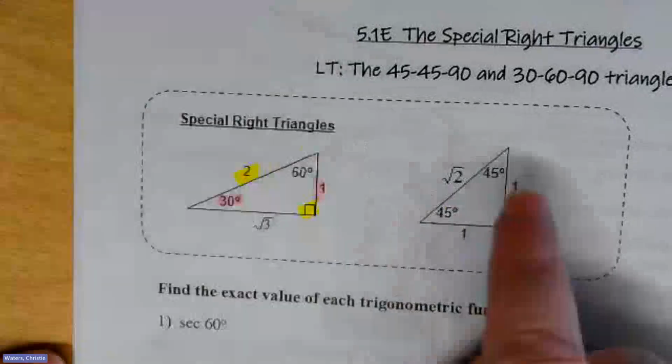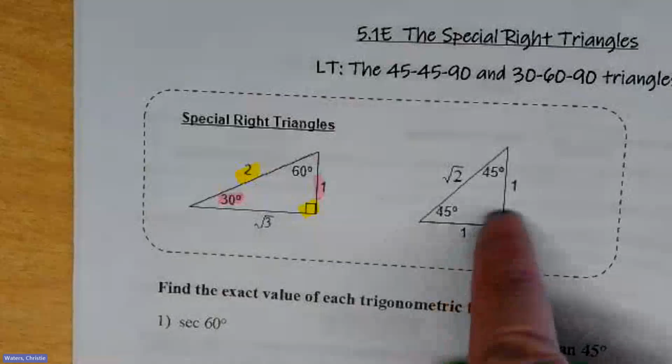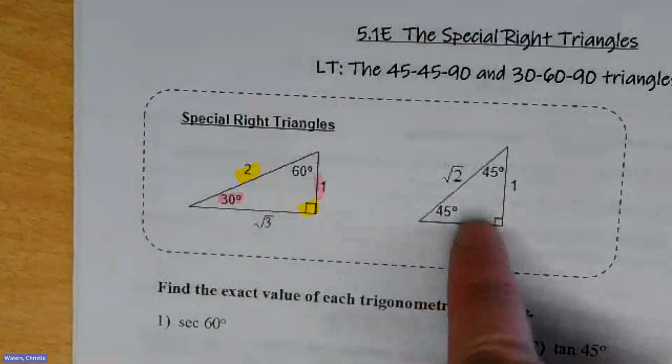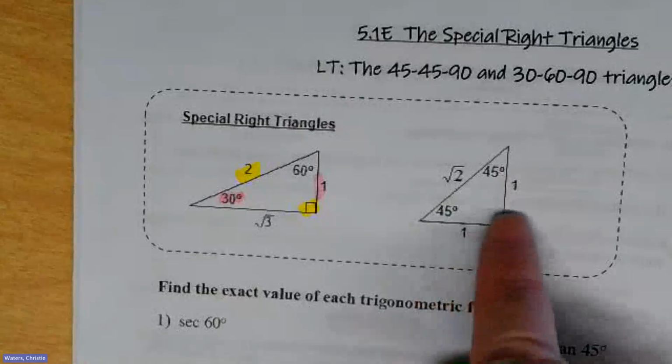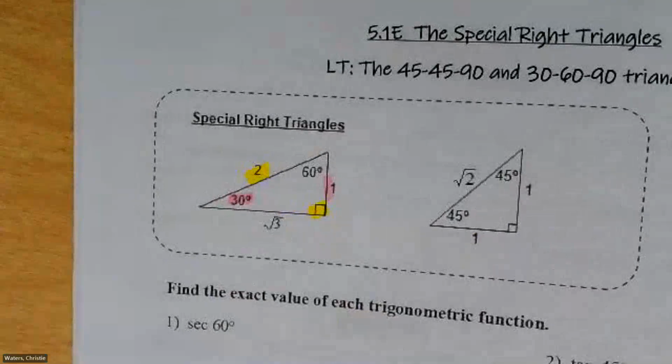Same thing happens here. It's no coincidence that these two angles are equal, and therefore these two sides are equal, because they create the same size gap across from them. So those are both just 1. And then here we've got a square root of 2.